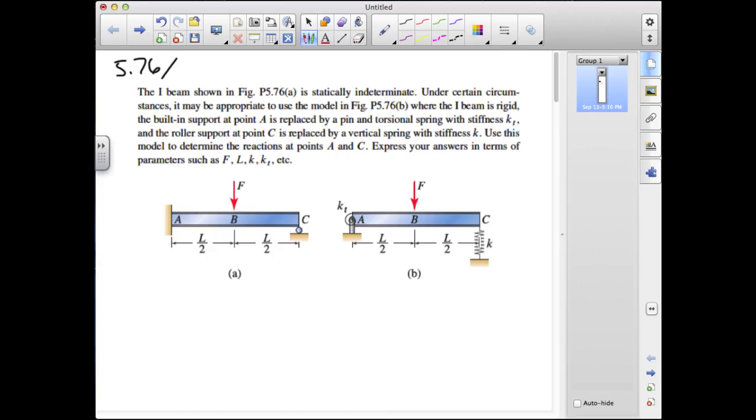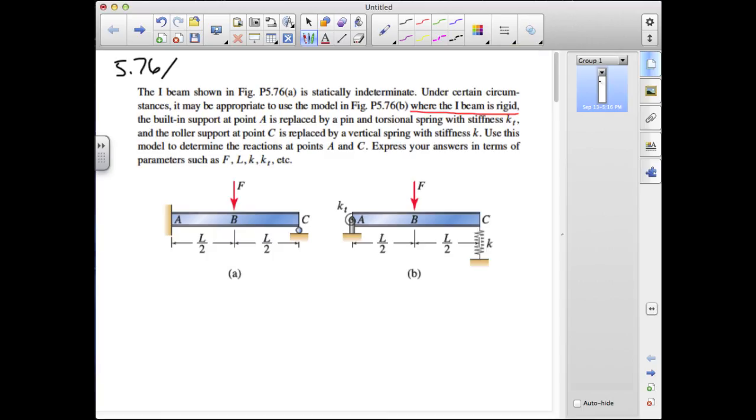indeterminate. But under certain circumstances, the problem statement says it may be appropriate to use the model shown in figure B, where the I-beam is rigid. And that's going to be an important qualification in this problem because it's going to tell us something about how the beam is going to deform under load.